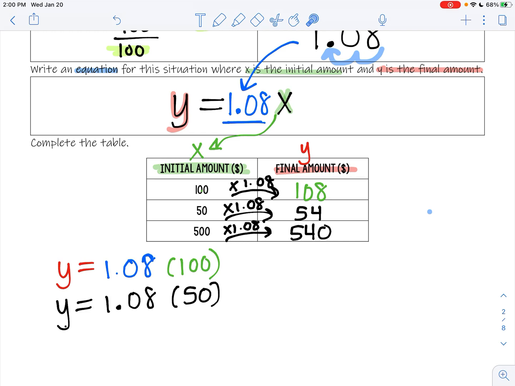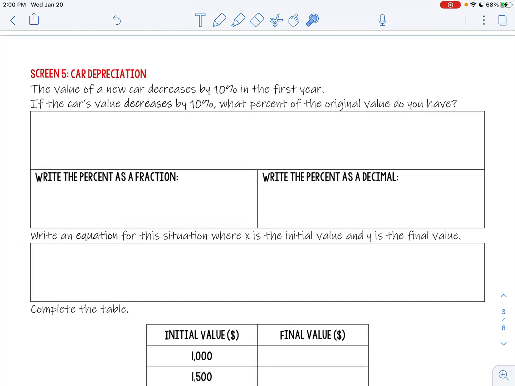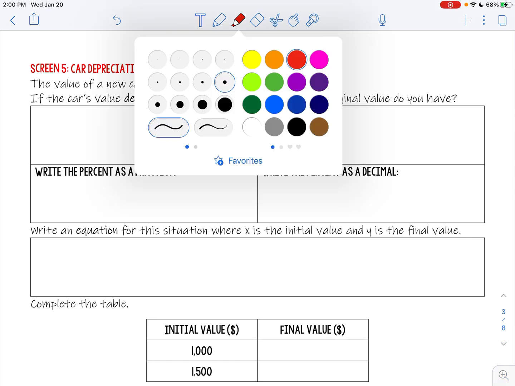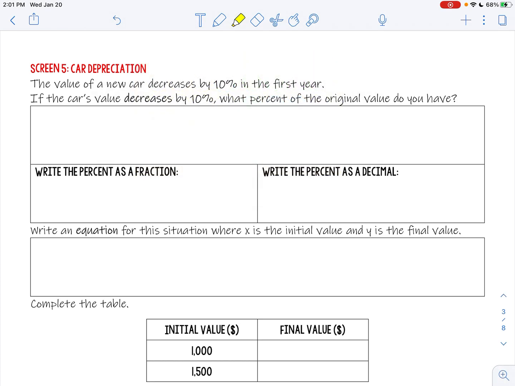Alrighty, so that was an example for a percent increase. Let's check out a percent decrease problem. I'm now looking at screen 5 from January 20th, Desmos. The value of a new car decreases by 10% in the first year. Remember that a decrease means that we are subtracting. That key word, if it's a decrease, we're subtracting.